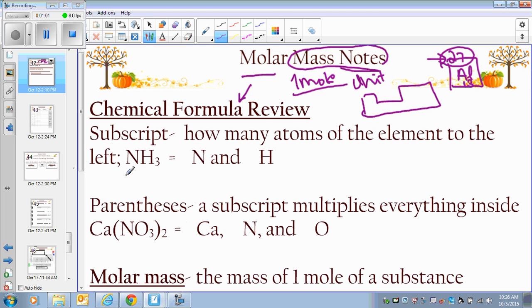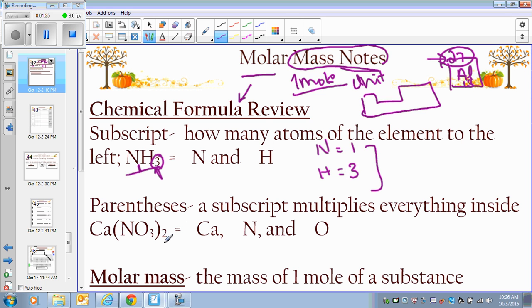When you look at a chemical formula, you see a number at the bottom that gives you the number of atoms. If I don't see a number, that means it's 1. So I have 1 atom of nitrogen and I have 3 atoms of hydrogen. We learned earlier how to count these atoms, but I just want to review that this number at the bottom gives you the number of atoms.